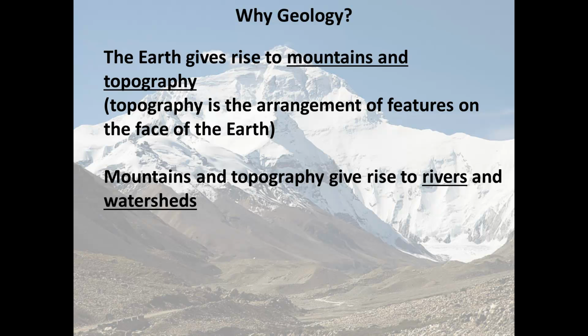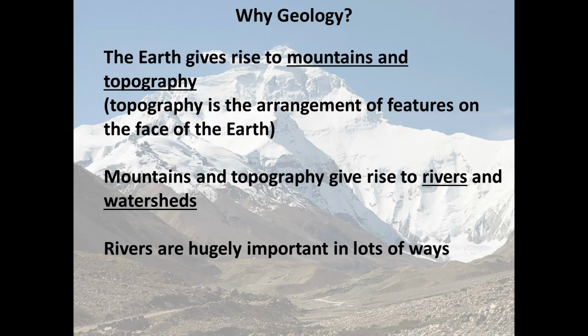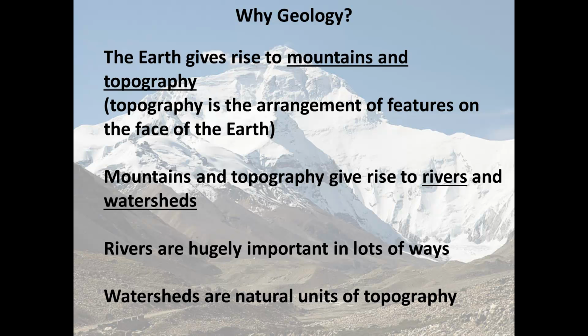Mountains and topography give rise to rivers and watersheds, and as we study the redwood ecosystem, we will be spending a pretty good amount of attention on rivers and watersheds. Rivers, of course, are hugely important in lots of ways. And watersheds are natural units of topography. More on watersheds later, but watersheds are there because of the geology of an area.